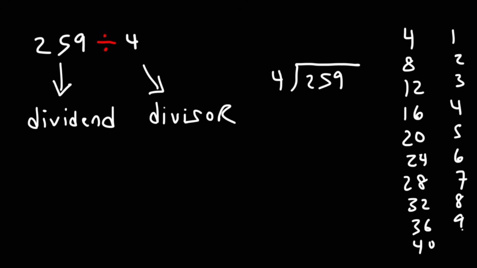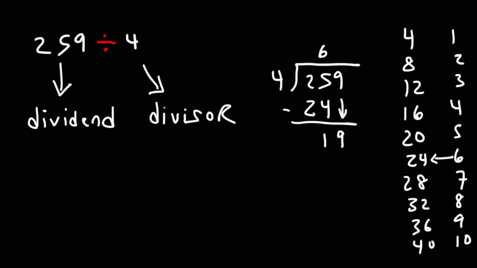Now, what is the highest multiple of 4 just under 25? That's going to be 24. 4 times 6 is 24. So 4 goes into 25 6 times. 4 times 6 is 24, and 25 minus 24 is 1. Next, we need to bring down the 9.